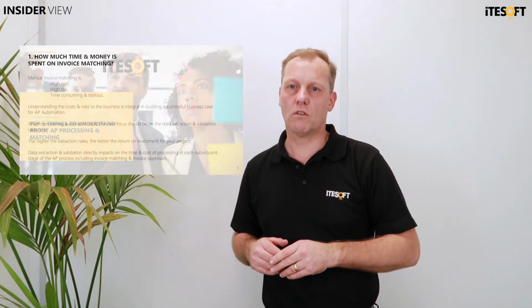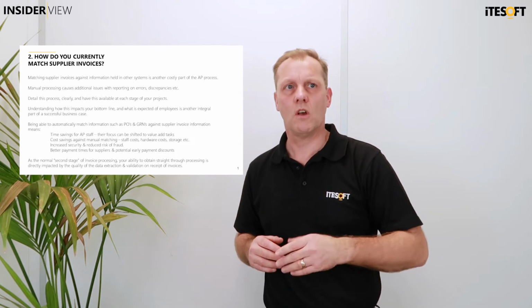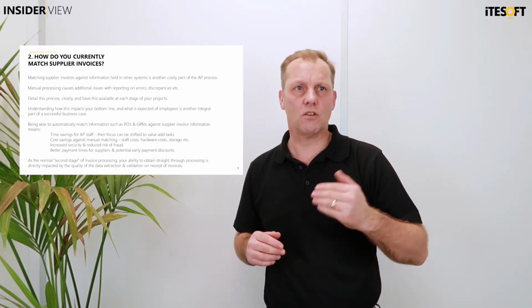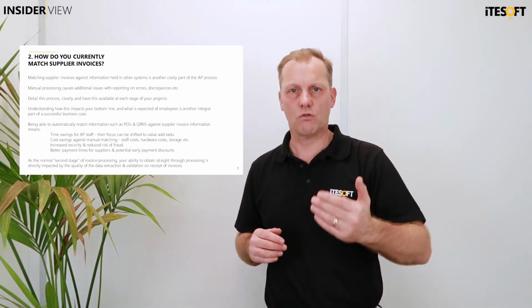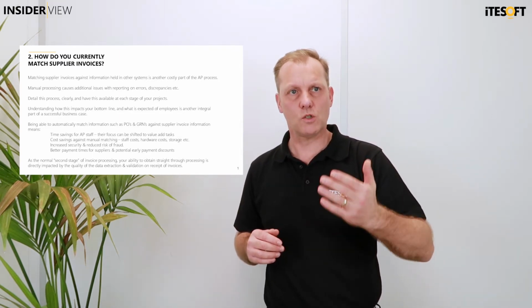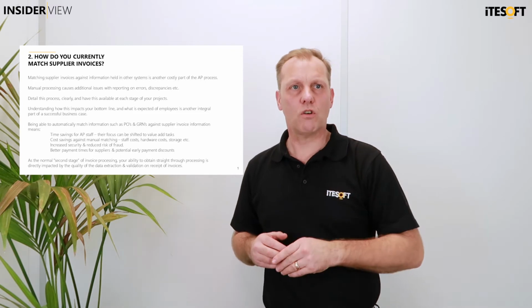The overall theme has been around the top 5 things to understand about AP processing and matching. Week 1, we talked about how much time and money is actually spent on the invoice matching side of things. Week 2 was looking at and understanding how you currently match your supplier invoices. This week is week 3. We're going to talk about line item matching and why do you need that.